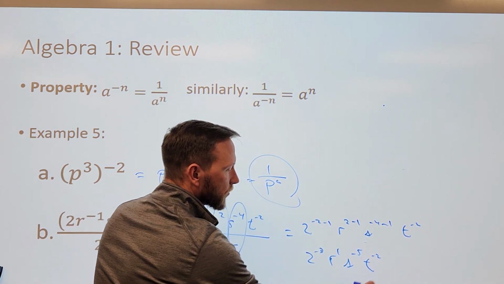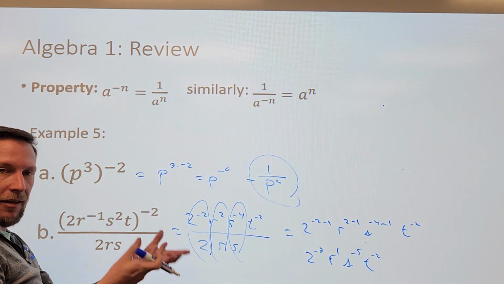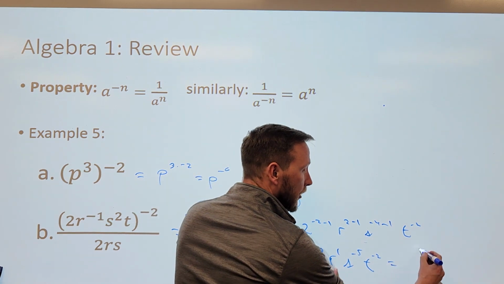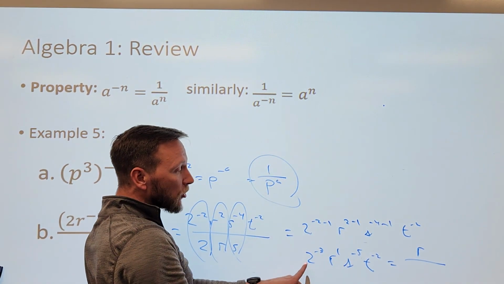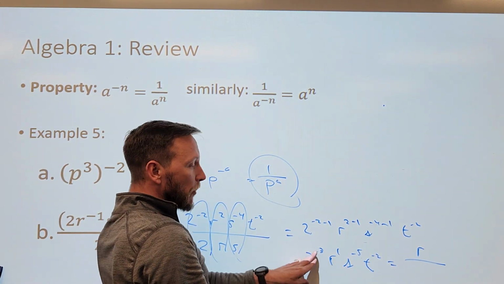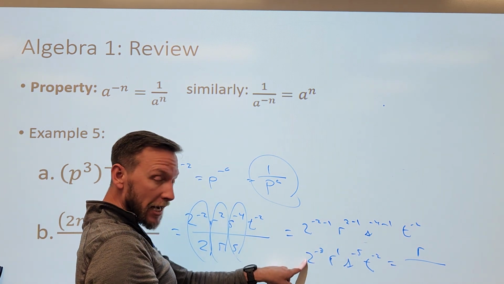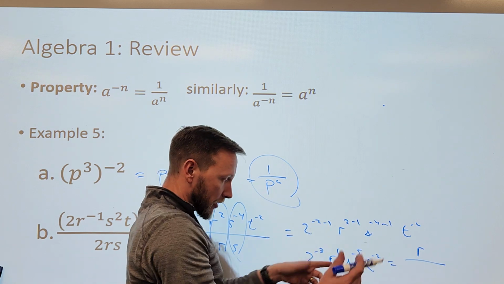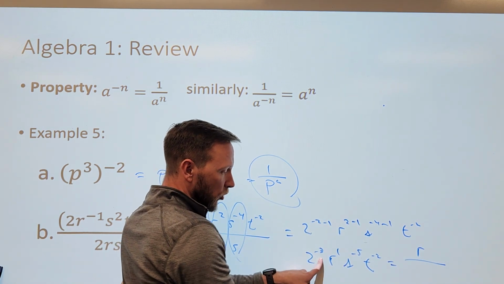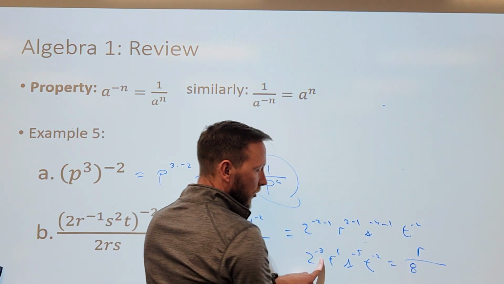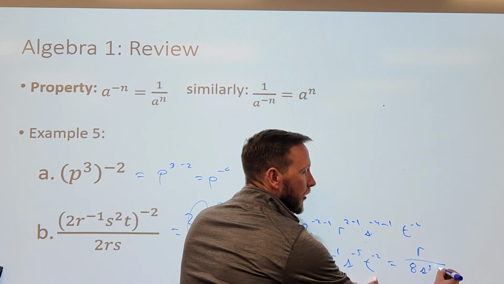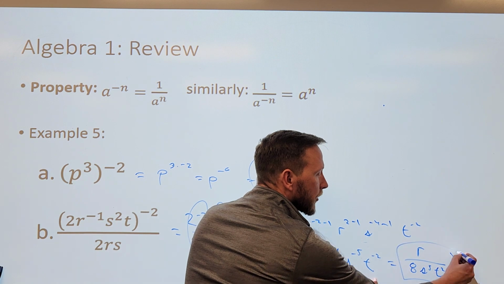Since we can't have negative exponents in our final form, this is the only positive power, and so that stays on top. Everything else will go to the denominator with positive exponents. Now again, if this is a negative number, it's going to stay negative, but that's not the case here. This is a positive 2 to the negative third power. It's going to be 8 in the denominator. We've got s to the positive 5 in the denominator and t to the positive 2 in the denominator.